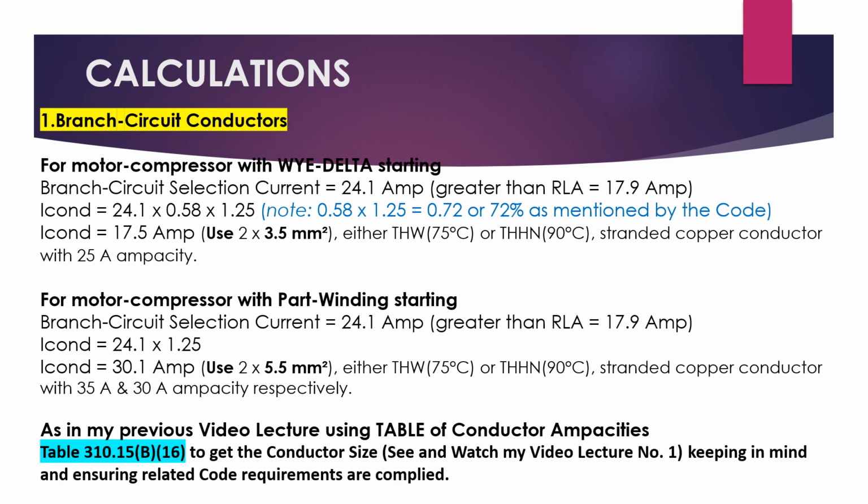As in my previous video lecture, using the table of conductor ampacities, Table 310.15(B)(16), to get the conductor size, just see and watch also my video lecture number 1, keeping in mind and ensuring related code requirements are complied. Just go back to my previous videos so that you will learn how to get the size of conductor from the table.